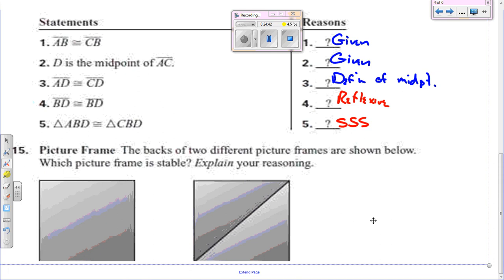Picture frame. Backs of the two different picture frames are shown below. Which picture frame is stable? It's the one with the two triangles in it.